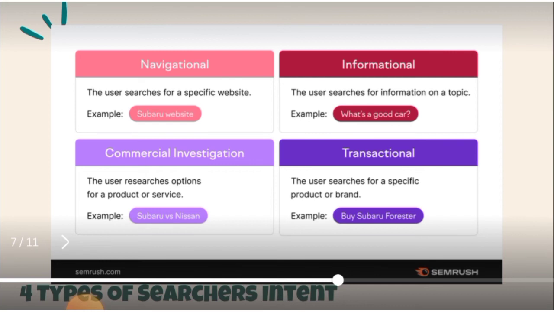So the next thing is transactional. Now, transactional is when the user wants to make a purchase. He's ready to make a purchase. He has justified logically or emotionally the purchase he is about to make, and now he's ready to make it. So you see them use keywords like buy Subaru Forester, buy Nissan, buy jacket, like that. Those keywords show you that this person is ready to purchase, and it is a transactional type of query.